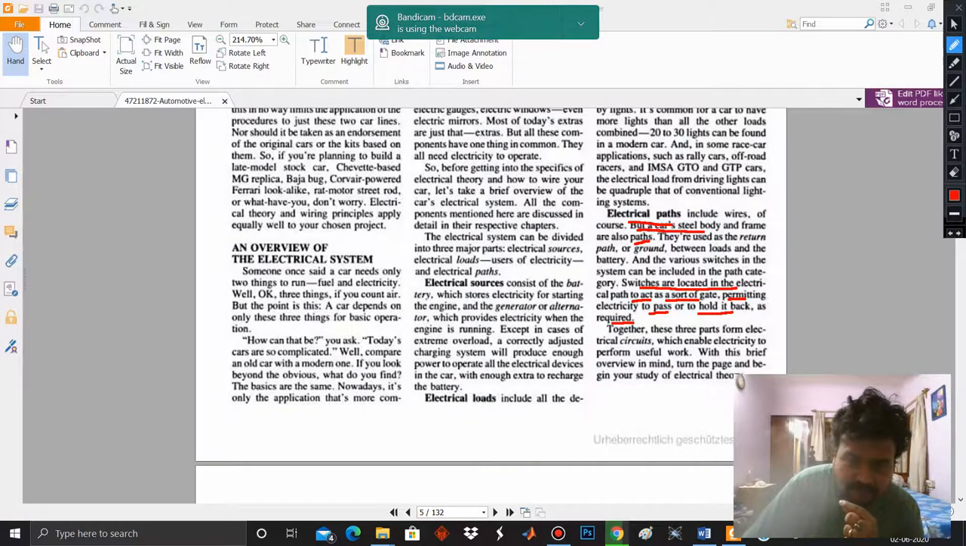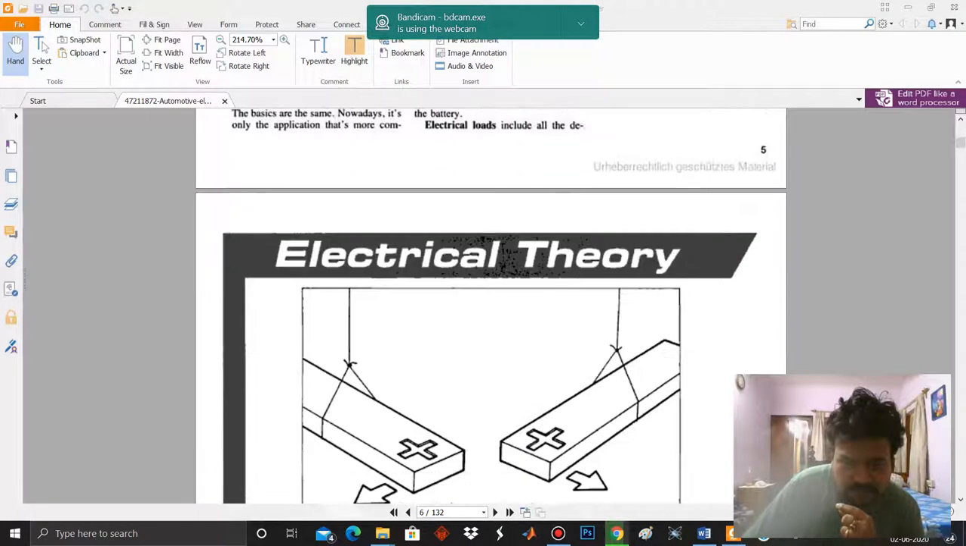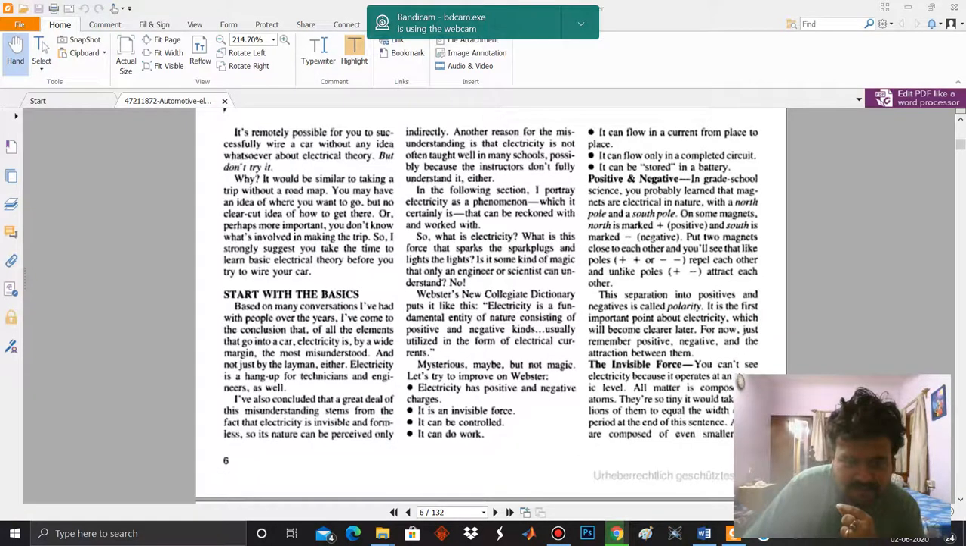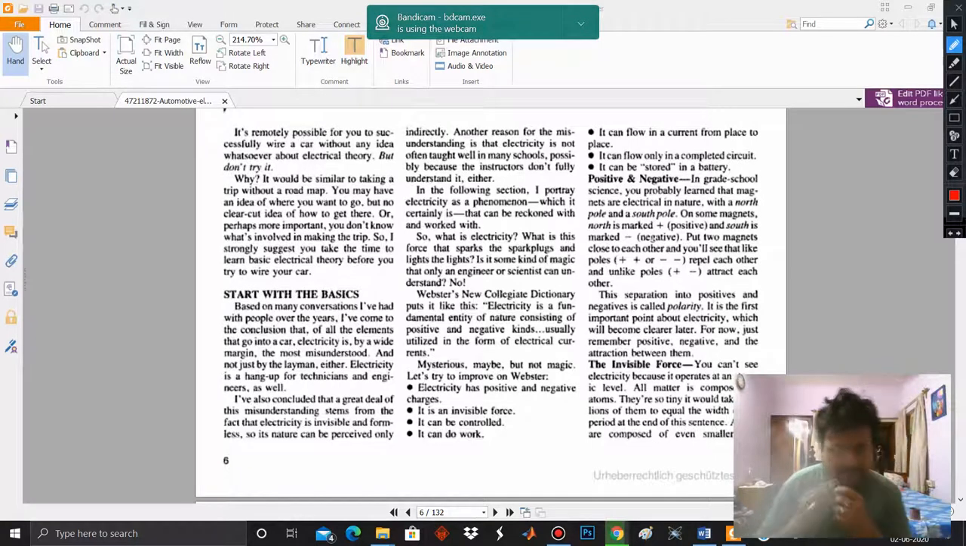With this brief overview in mind, turn the page and begin your study of electrical theory as it applies to an automobile. So now let us start with the basics.